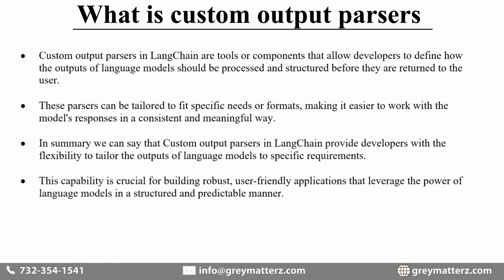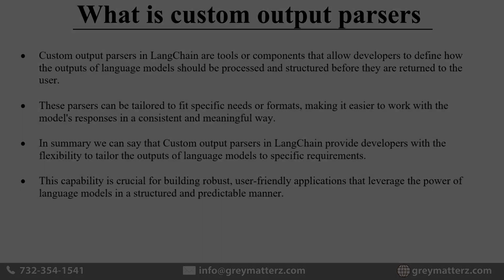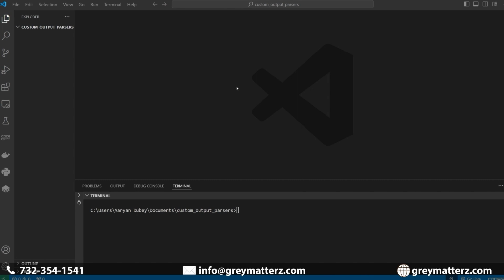In summary, we can say that custom output parsers in LangChain provide developers with the flexibility to tailor the outputs of language models to specific requirements. This capability is crucial for building robust, user-friendly applications that leverage the power of language models in a structured and predictable manner. In today's video, we will explore two ways to create custom output parsers in LangChain. First, use parse functions, and another approach to implement a parser is by inheriting from BaseOutputParser. Let's get started.